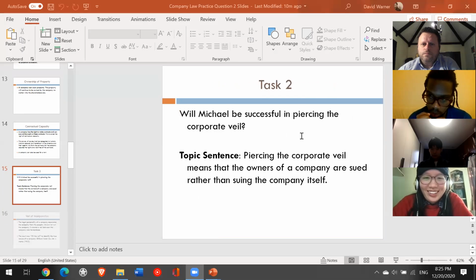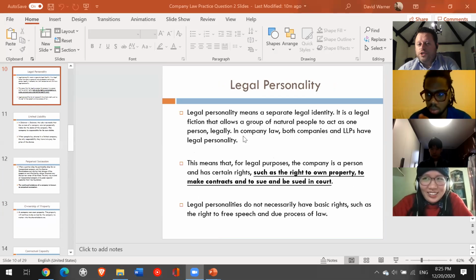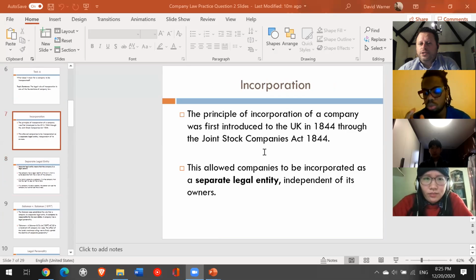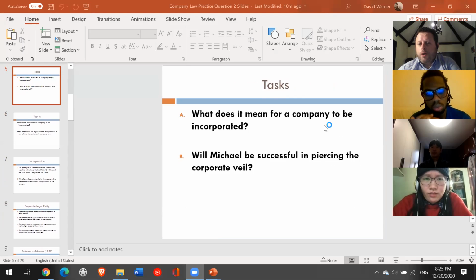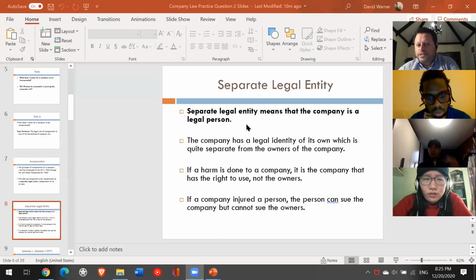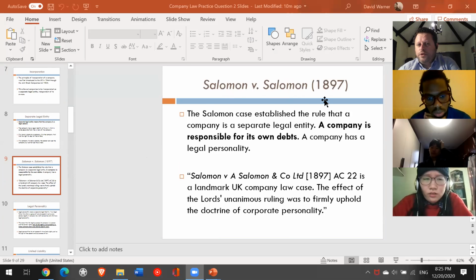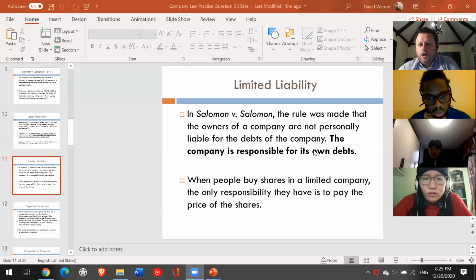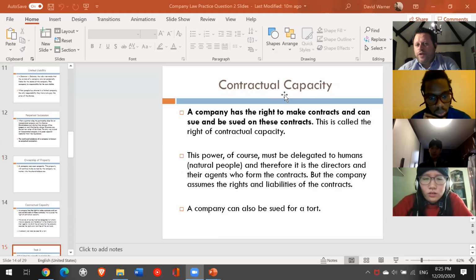So, okay, that's pretty much all the stuff I wanted about question 1. Like, what does it mean for a company to be incorporated? I wanted you to explain this idea of it being a separate legal entity, Salomon v. Salomon. What does it mean to have rights as a company? And then some of the benefits of having a company.